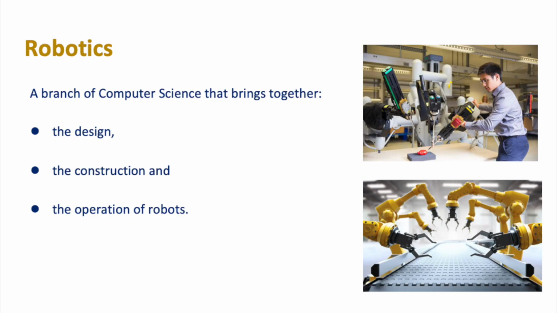Robotics is a branch of computer science that brings together the design, the construction, and the operation of robots. Each point is normally 1 mark in the exam. So please make sure that when you're answering a question about robotics and the key term robotics, you are talking about a branch of computer science that brings together the design, the construction, and the operation of robots.